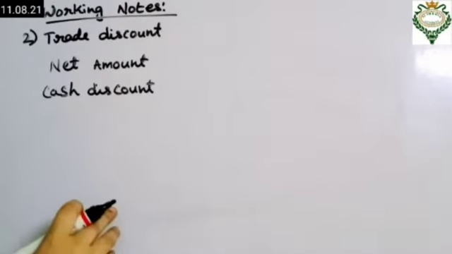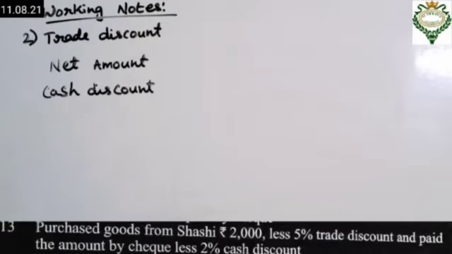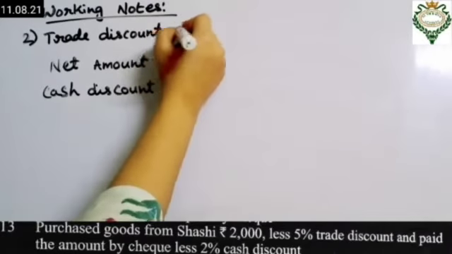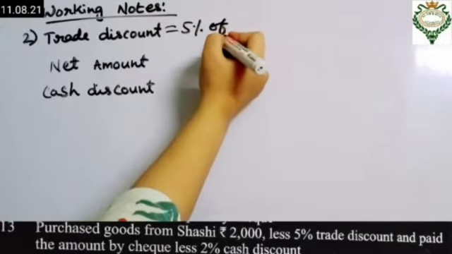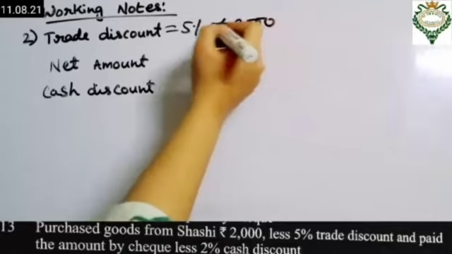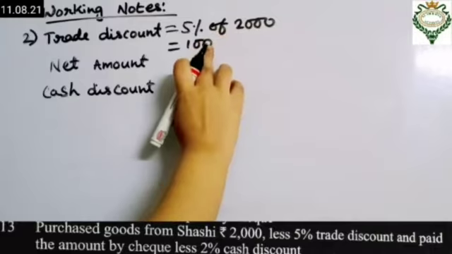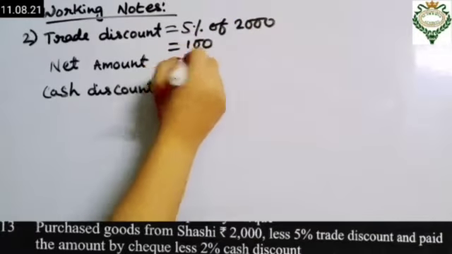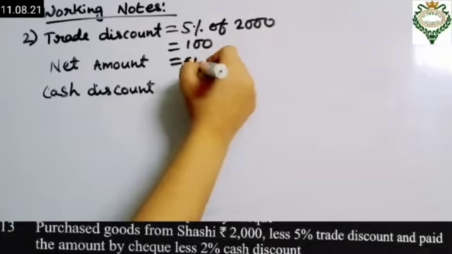Now the next working note for the transaction on 13th March. Purchase goods from Shashi rupees 2000 and there was a trade discount of 5%. So we have to find the trade discount of 5% of what amount? 5% of 2000, which we will get as 100. After subtracting this 100 from this 2000 we will get the net amount.